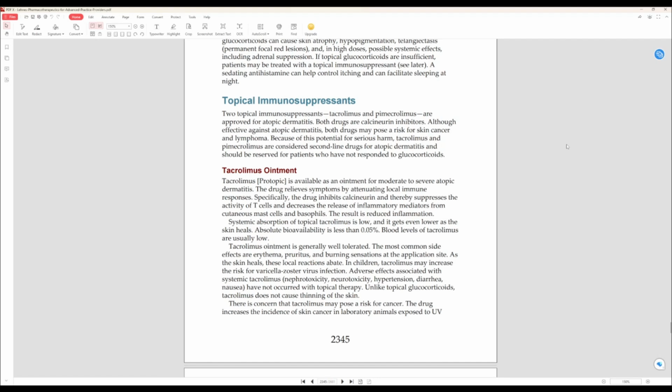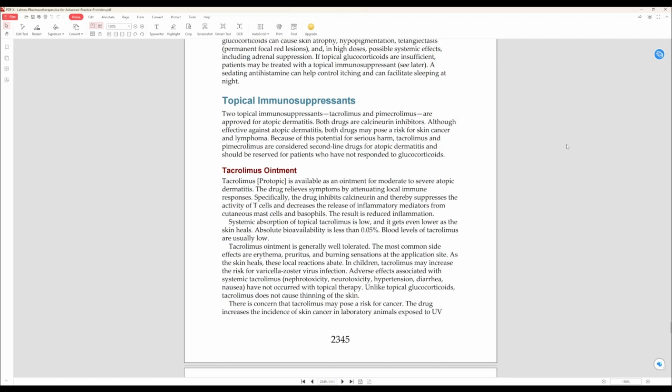Systemic absorption of topical tacrolimus is low, and it gets even lower as the skin starts to heal. Absolute bioavailability is usually less than 0.05%. Blood levels of tacrolimus are usually low. Tacrolimus ointment is generally well tolerated. The most common side effects are, however, erythema, pruritus, and a burning sensation at the application site. As the skin starts to heal, these local reactions abate.